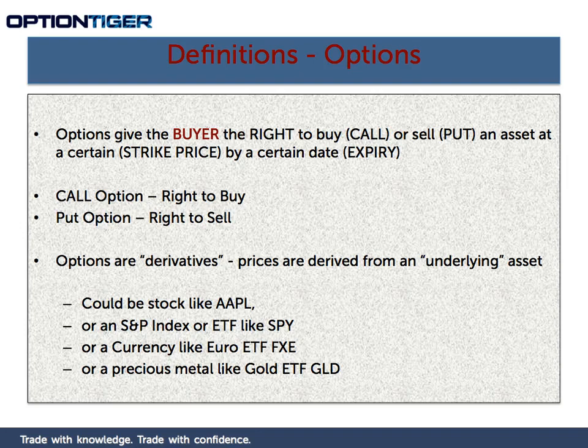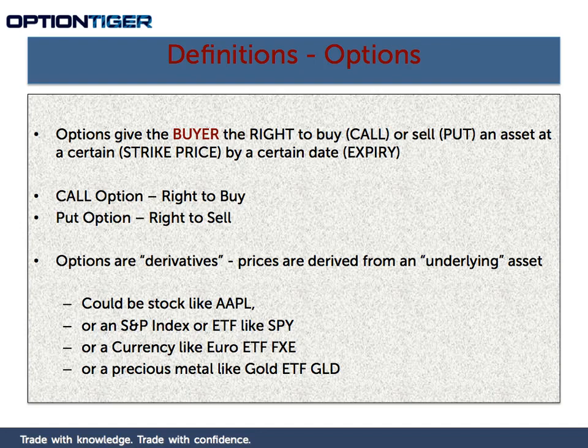So options give the buyer of the option the right to buy an asset or sell an asset at a certain price, which is called the strike price, by a certain date, which is called the expiry date. The right to buy an asset is a call option, and the right to sell is a put option. Now, in this course, we are only going to look at call options. But let's look at this definition again.